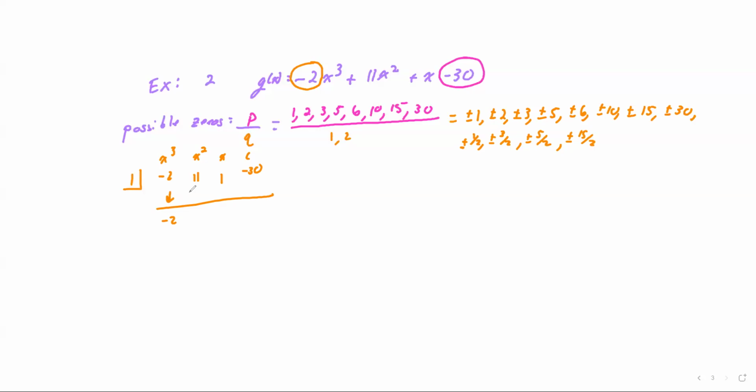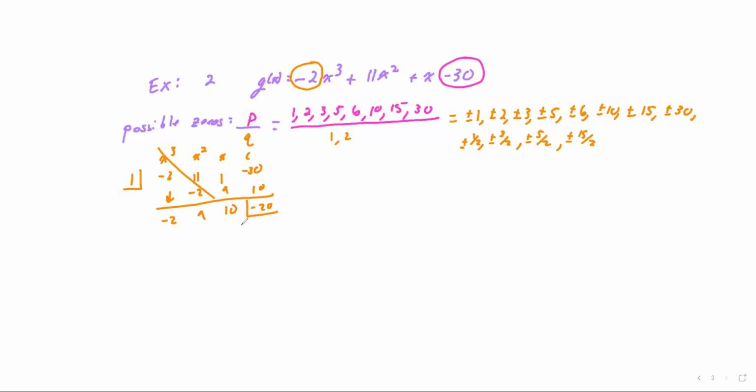So I get 1 times -2 is -2. 11 plus -2 is 9. 1 times 9 is 9. 1 plus 9 is 10. And then 1 times 10 is 10, so I get negative 20. All right, so 1's not a 0. I'm going to pay attention to my signs. I have a negative, so 1's not an upper bound. That means there's something bigger than 1. And they don't alternate because it went negative, positive, stayed positive, so 1's also not a lower bound.